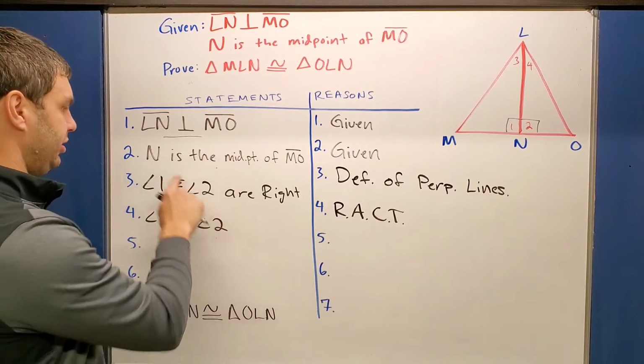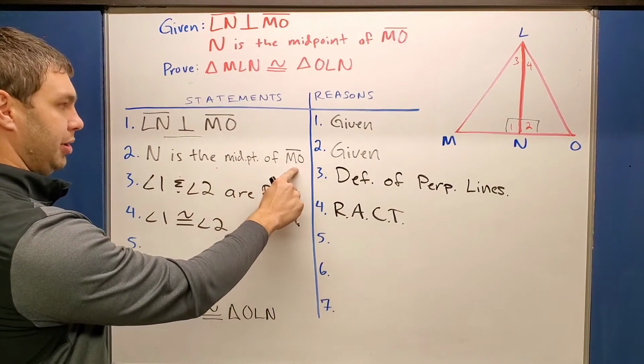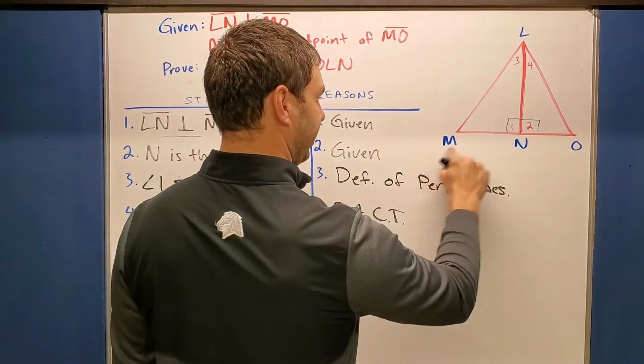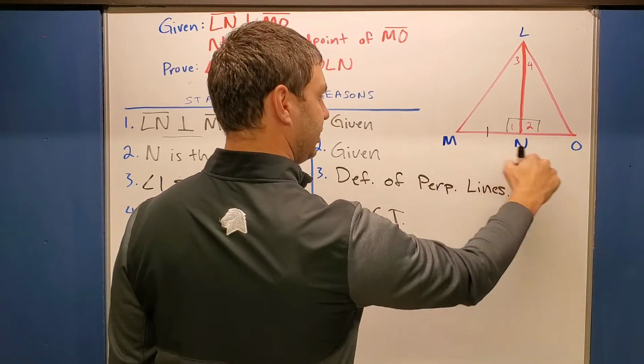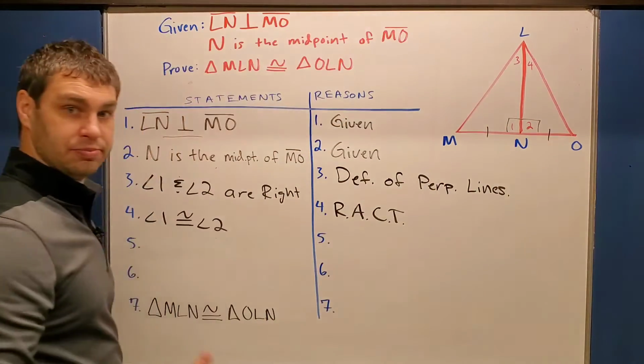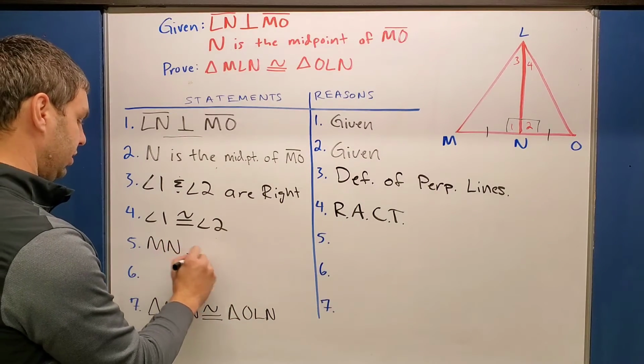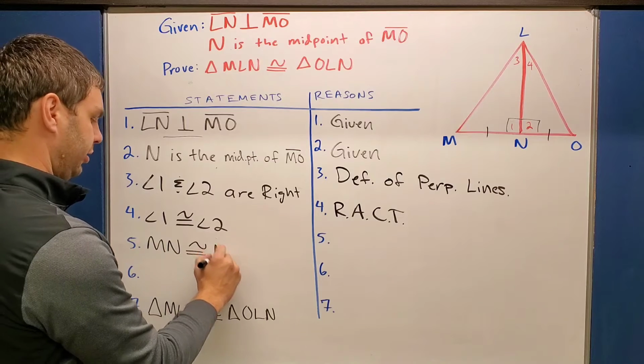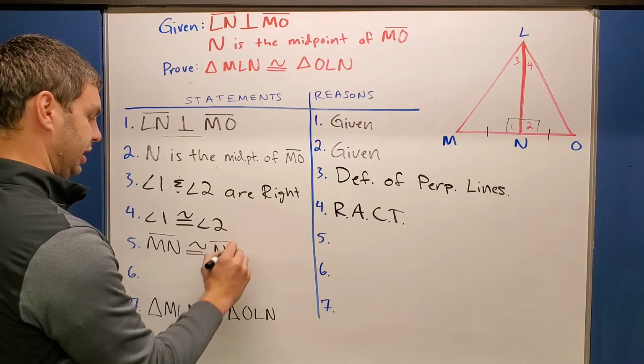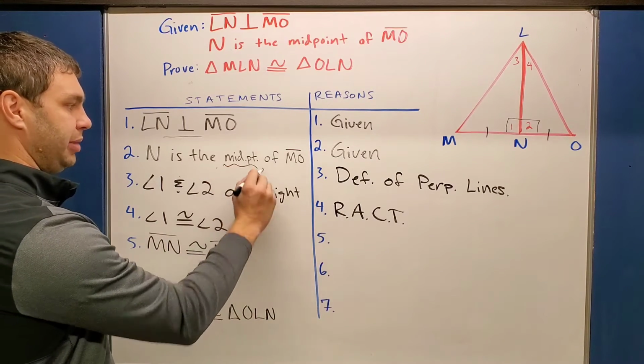What's our second given say? It says N is the midpoint of MO. Well, if N is the midpoint of MO, then MN is congruent to NO. Let's say that in another line. We'll say MN is congruent to NO, and again, that's the definition now of a midpoint.